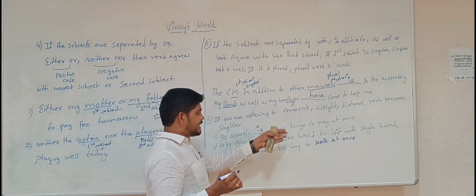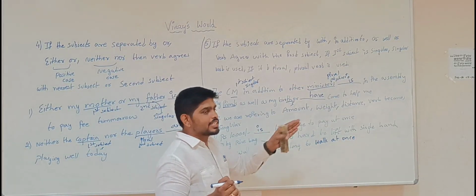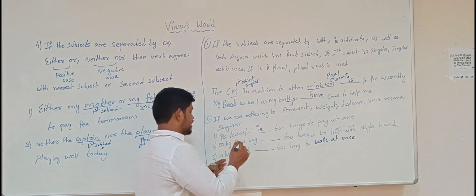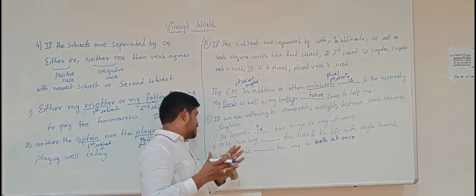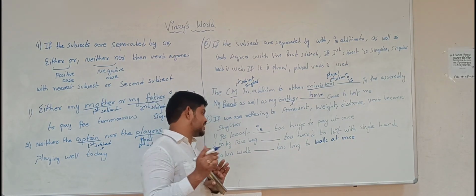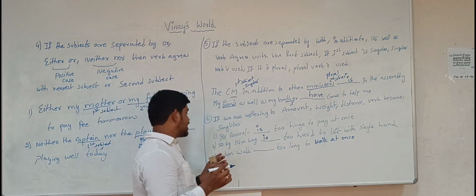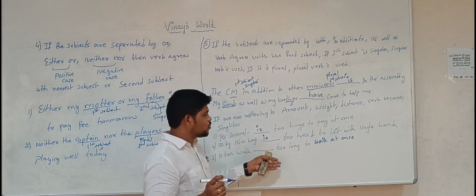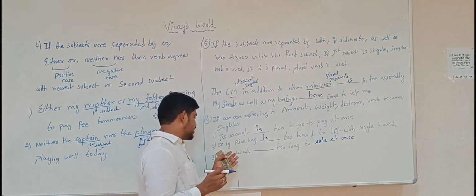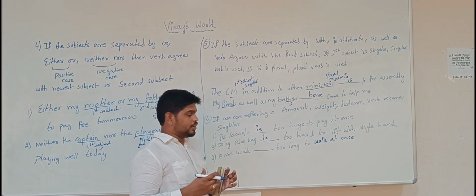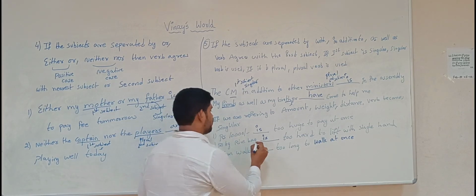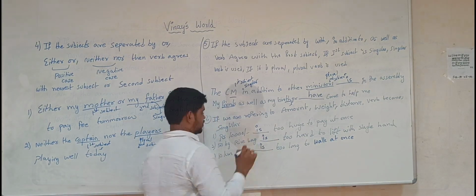50 kg rice bag dash too hard to lift with single hand. For example, even though the rice bag is 50 kg, you should take it as single entity. So we should use singular verb. And 10 km walk dash too long to walk at once. Even though that is a 10 kilometer walk, you should treat it as singular entity. We should use singular verb.